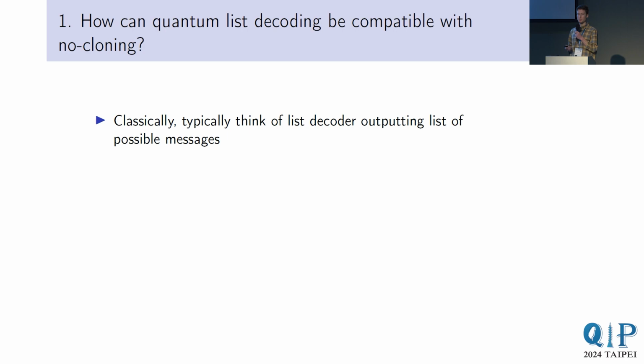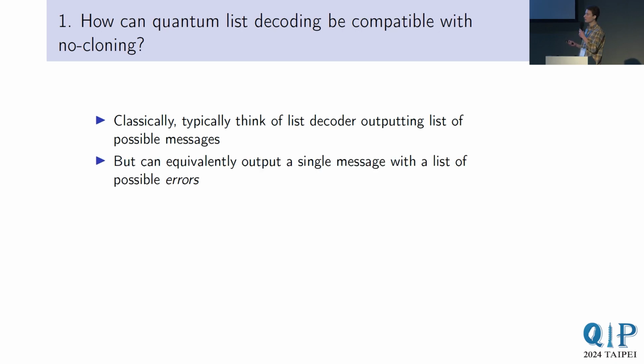Classically, we typically think of list decoding as outputting a list of possible messages. That's the way I described it, and it's the way it's typically done classically, but as I described, it is not very compatible with no-cloning. We can use an equivalent formulation where the list decoder instead outputs a single message along with a short list of possible errors, with the guarantee that the true message is this outputted message with one of the errors in the list applied to it. So instead of outputting all the messages, you output one of them and then the difference to all the other ones.